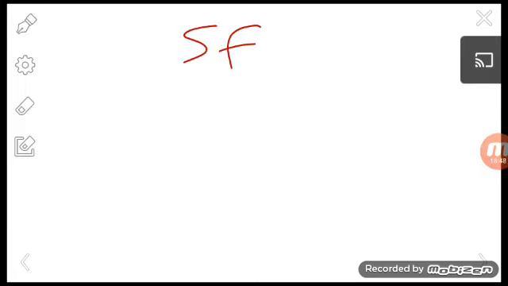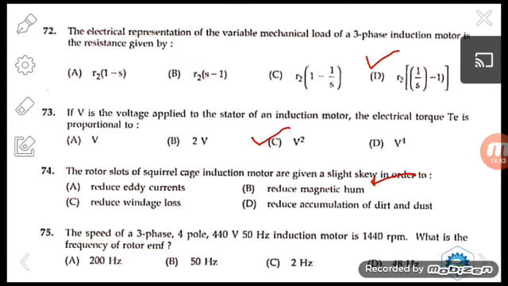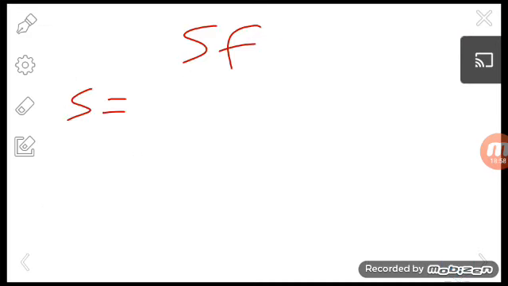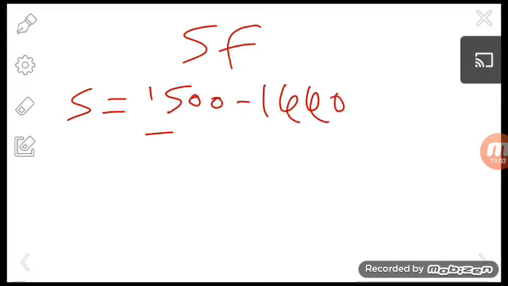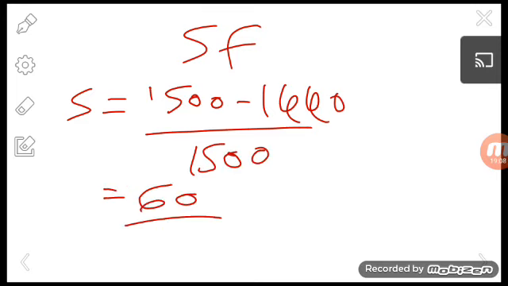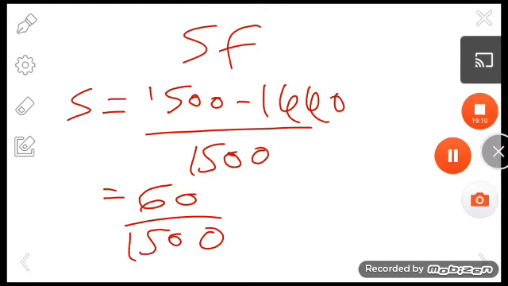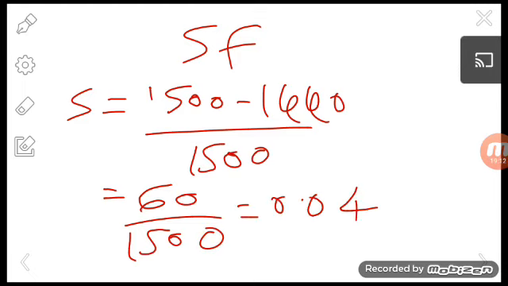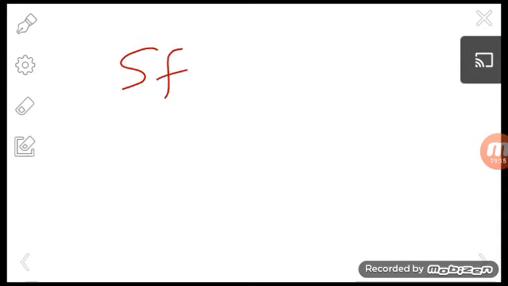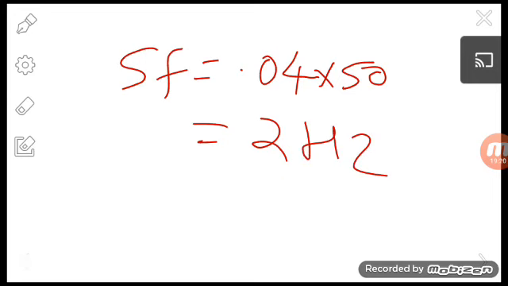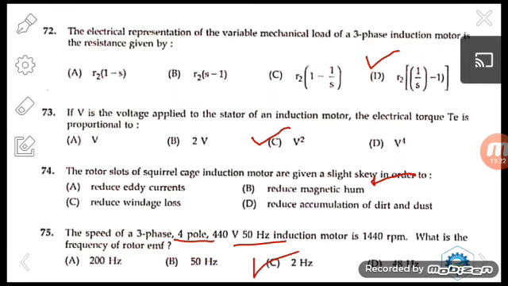S F. So here the slip S is equal to, we know that it is a 3-phase 4-pole 50 Hz machine, so the synchronous speed will be 1500. Slip is 1500 minus 1440 by 1500. So you get 60 by 1500 equal to 0.04. So S into F, that is 0.04 into 50, we will get as 2 Hz. So option C is correct, that is 2 Hz.